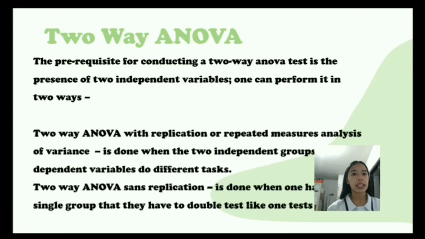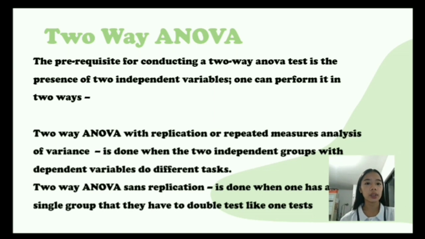Two-way ANOVA. The prerequisite for conducting a two-way ANOVA test is the presence of two independent variables. One can perform it in two ways. Two-way ANOVA with replication, or repeated measures analysis of variance, is done when the two independent groups, dependent variables, do different tasks. Two-way ANOVA sans replication is done when one has a single group that they have to double test, like one test.